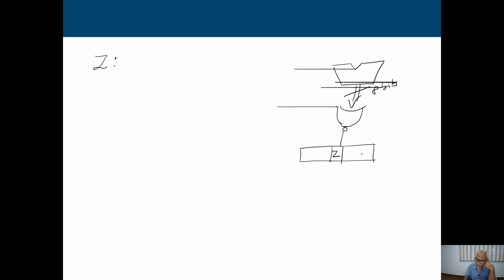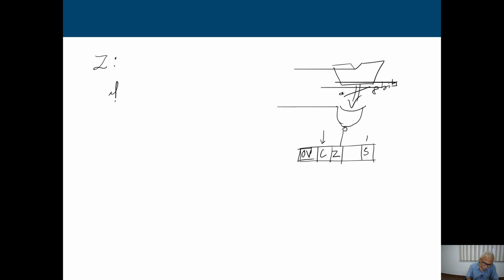Similarly, I have the sign flag. From this result, I look at the most significant bit, which indicates the sign of the number, and with its help I can set this sign bit. Then I can have the carry bit, so we have a carry out, and that signal can be used directly here. Now similarly, you try to find out what circuit you will need to set this overflow bit. This is one.